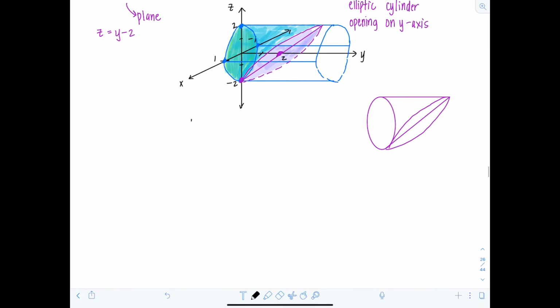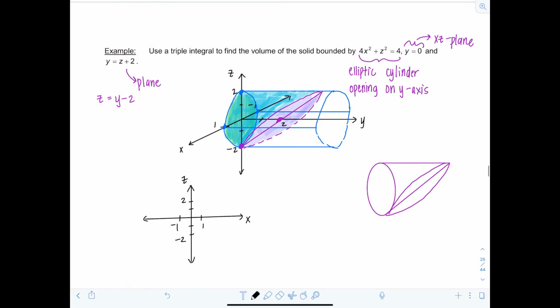Separately. That way we can figure out what the appropriate limits of integration should be. So I'll draw the z-axis here, x-axis here, and we just have a little ellipse. All right, so in the z direction, we're going to go up and down 2 units. In the x direction, 1 unit. Remember to divide everything by 4. So you would have x squared over 1 plus z squared over 4 equals 1. So let's draw this ellipse.